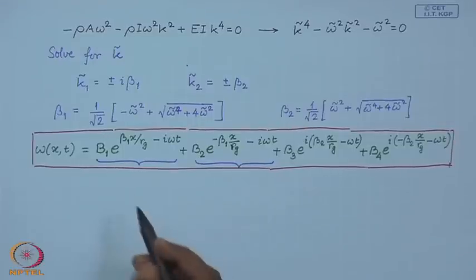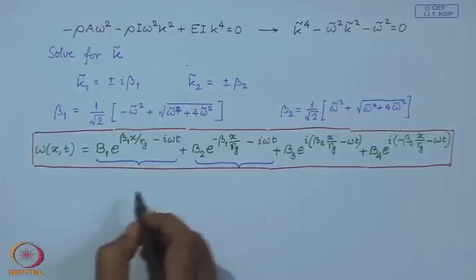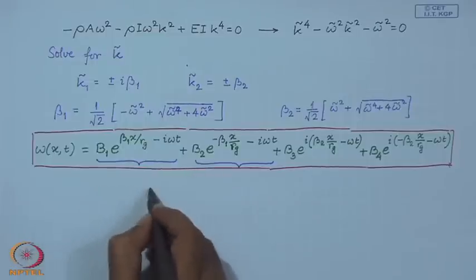These are actually, as I mentioned, not travelling waves. They are called evanescent waves, they are decaying or evanescent waves.